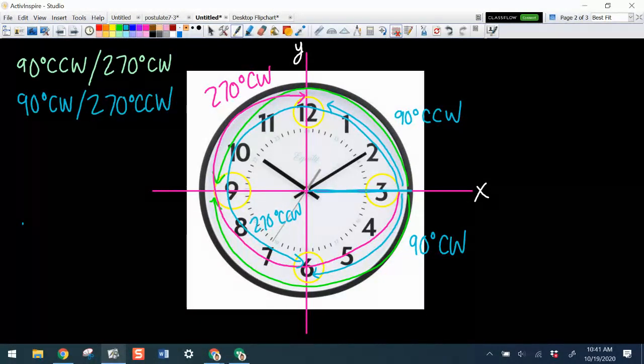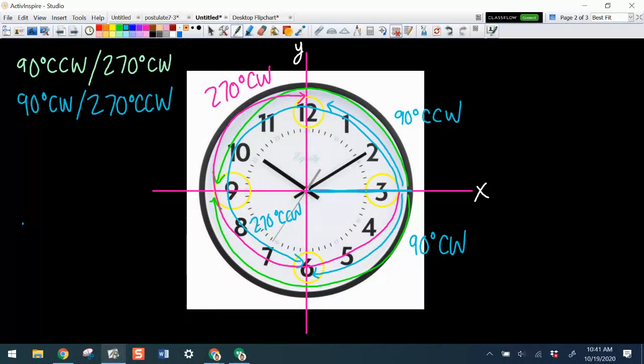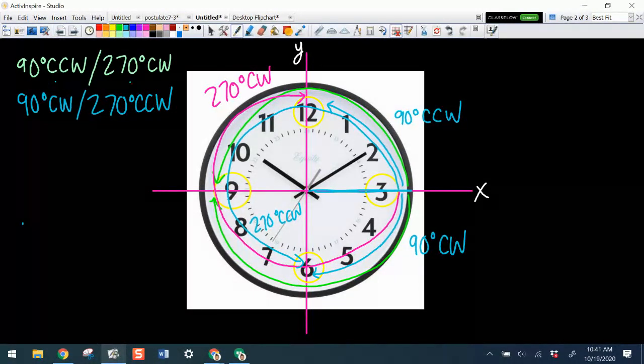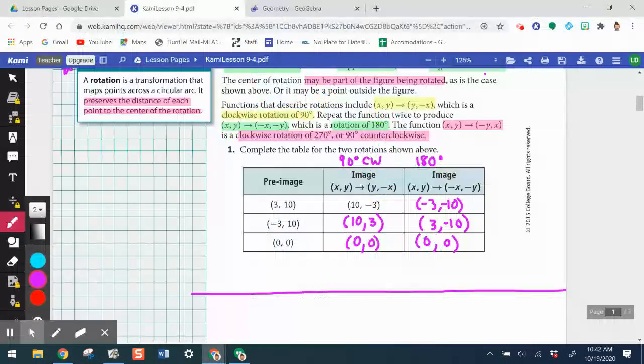And the reason that's nice for us is that it doesn't double up how many functions we have to memorize, because 90 degrees counter and 270 clock are the exact same function. So picture a clock, if you need to, as we really start to uncover and look at all these functions in the book. So let's go back to our book.